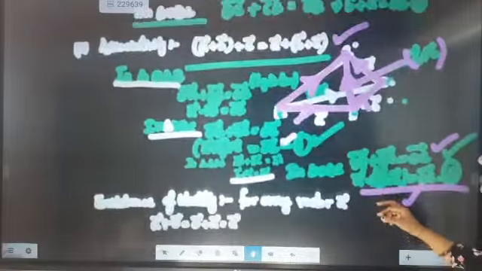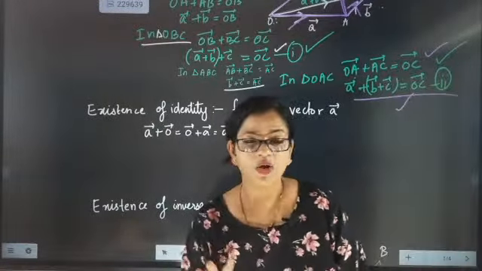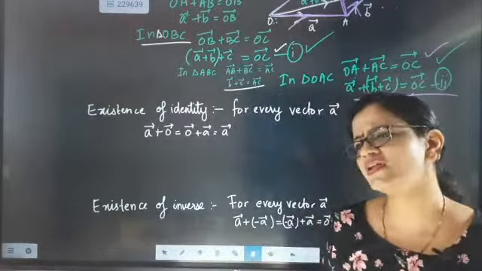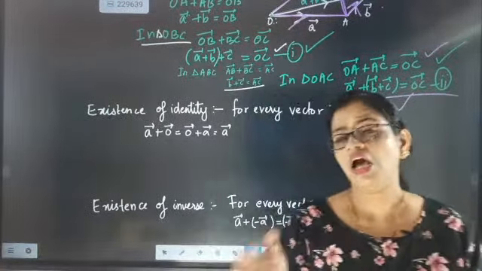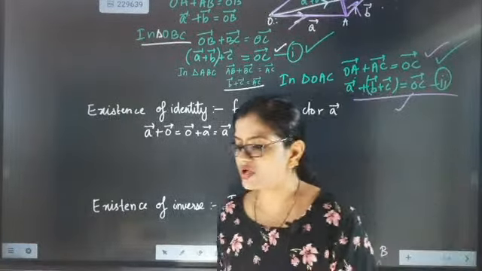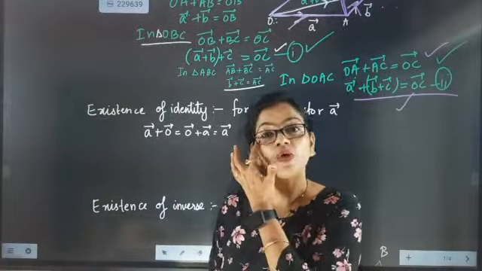Vectors are very easy. Some properties and rules were there. Today I discussed the properties and rules. Now look here, existence of identity. What does identity in vectors mean? When a proper vector is added to a null vector, it will give the proper vector itself. Because null vector addition to a proper vector will give the proper vector only.